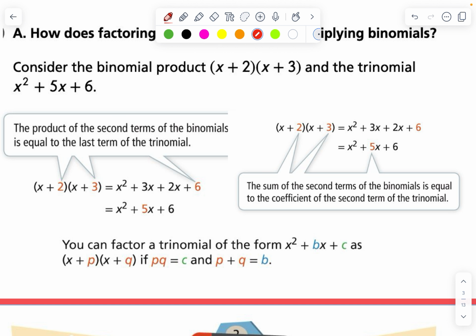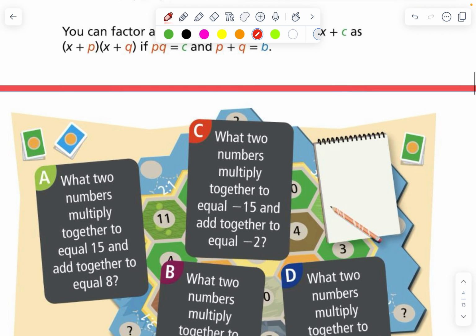So again, the sum of the second terms of the binomials, which is our b in this case, is equal to the coefficient of the second term of the trinomial. So the sum of 2 plus 3, and then the product, which means multiply, is how we get 6.